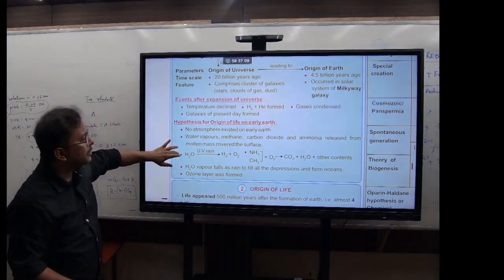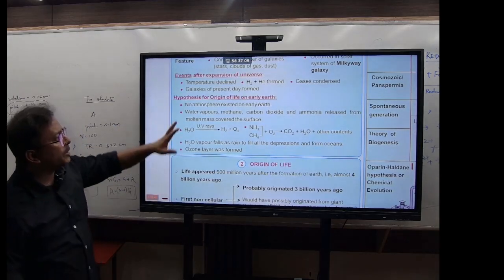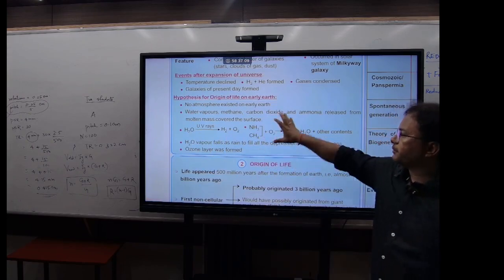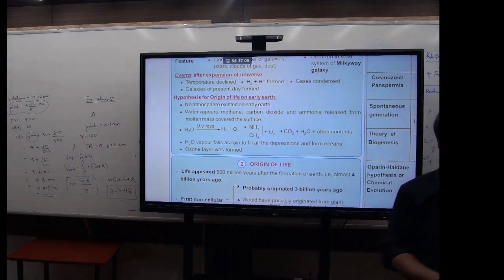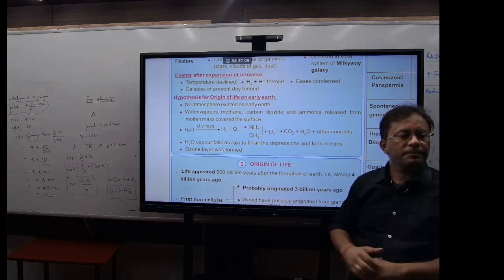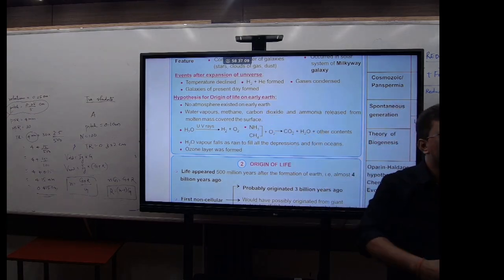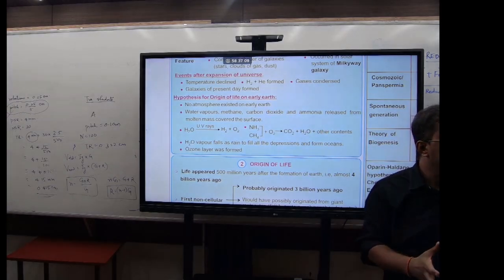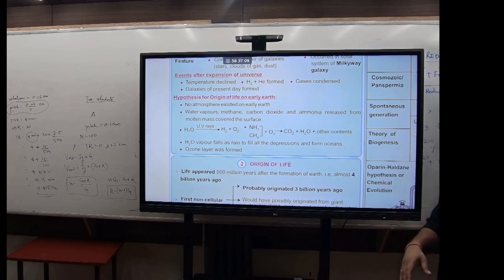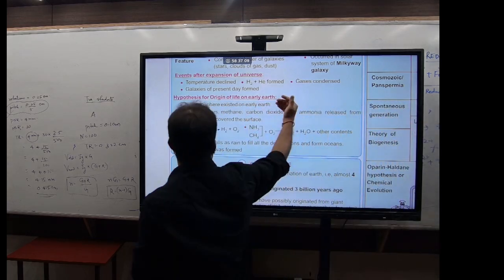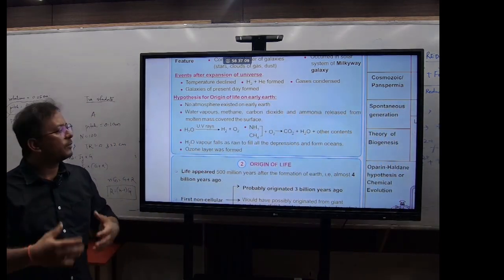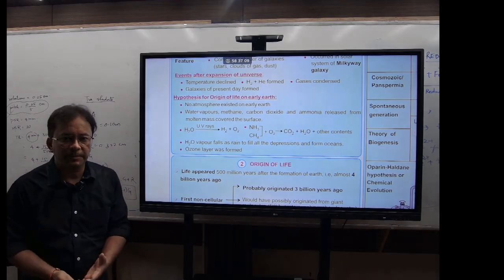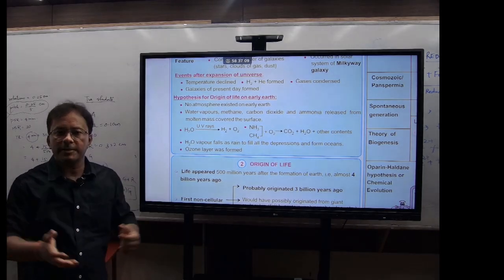So Earth has formed, 4.5 billion years ago, right? Here, in the beginning, there was no atmosphere. There was no oxygen. It was very hot, around 5,000 to 6,000 degrees centigrade. But somehow, the water vapors, the methane, carbon dioxide, ammonia, all of them are released from the molten mass from the earth crust, which has been spewed outside.